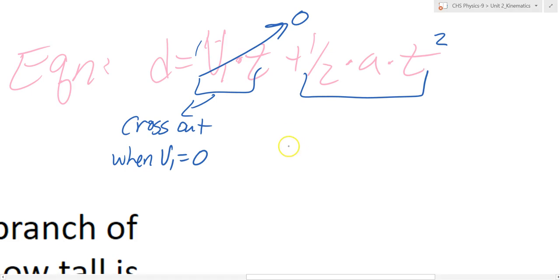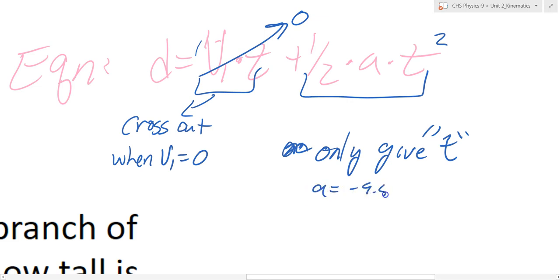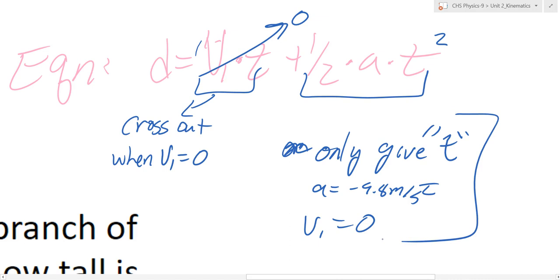Another hint is that I will only give t in these problems. So you have to remember that a equals negative 9.8 meters per second squared, and that v1 equals 0. Okay, so you have to remember these things when you're doing this problem.